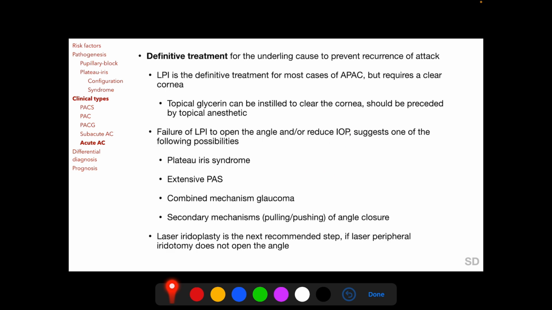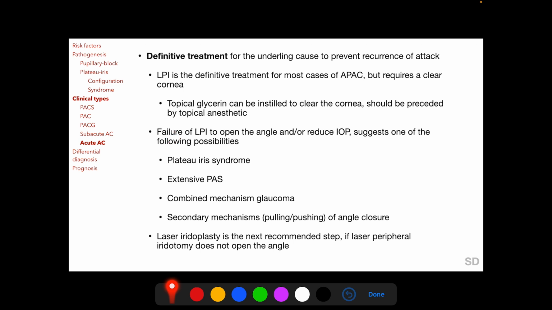And as with asymptomatic primary angle closure, definitive treatment of an attack of acute primary angle closure, so as to prevent recurrence of the attack, is LPI. But as we have mentioned, performance of an LPI requires a clear cornea, for which the intraocular pressure has to be lowered, or otherwise topical glycerin has to be instilled, preceded by topical anesthetic.